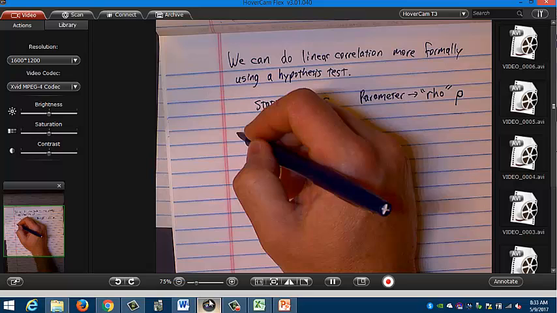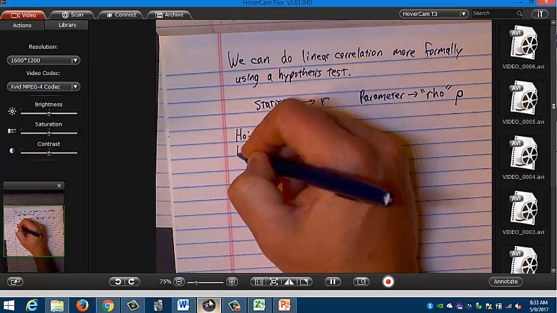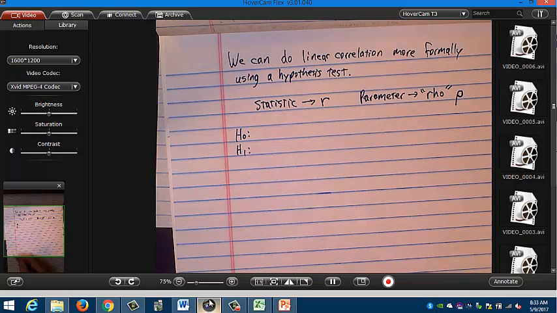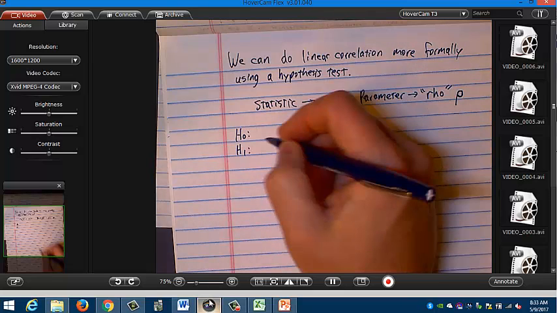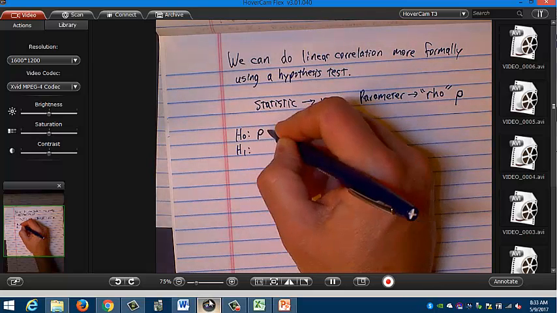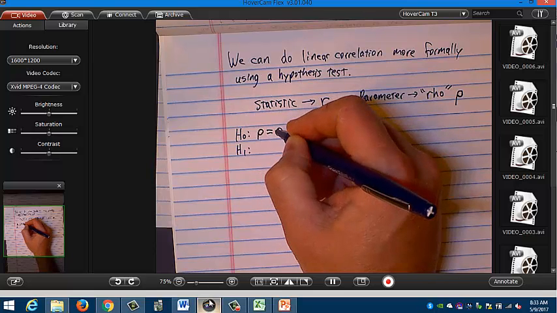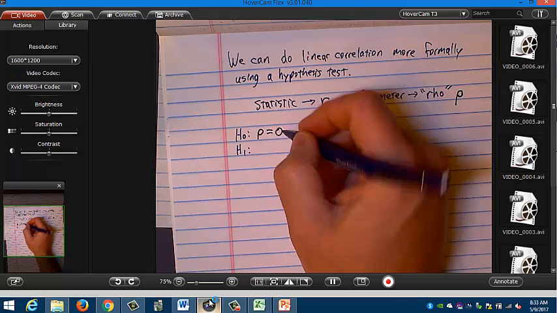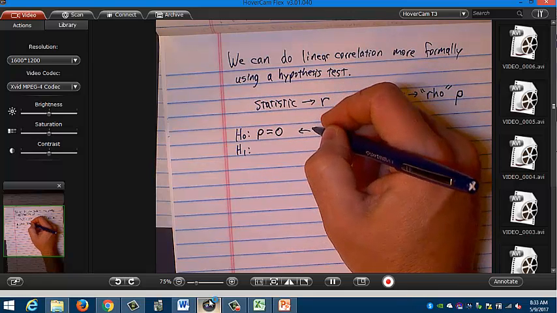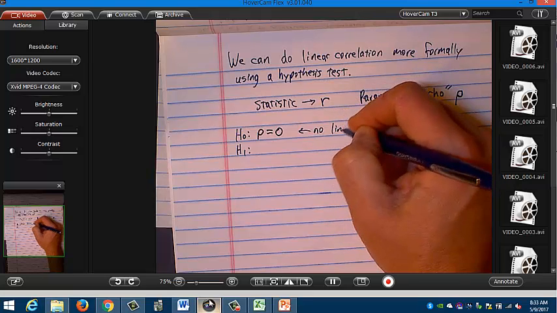So we're going to have a null hypothesis and an alternative hypothesis. What do you put in the null hypothesis? Do you put the statistic or do you put the parameter? Think about when you did it with means. What do we put in the null hypothesis? We put the parameter, don't we? Because we usually put mu. So the null hypothesis is going to be that rho equals 0. Rho equals 0 would mean there is no linear correlation.